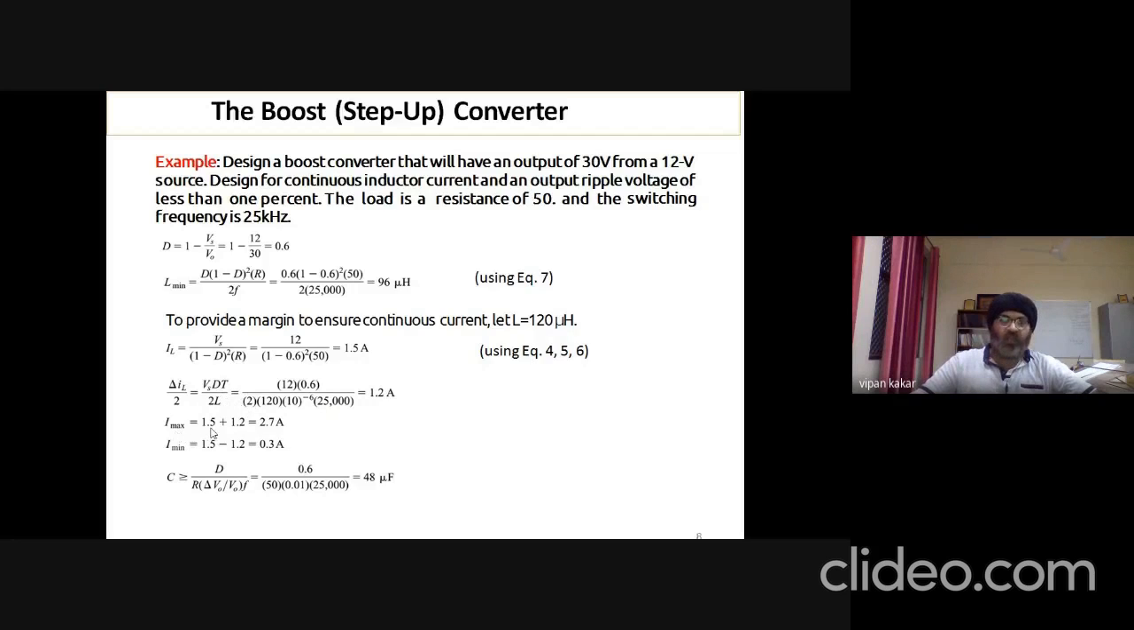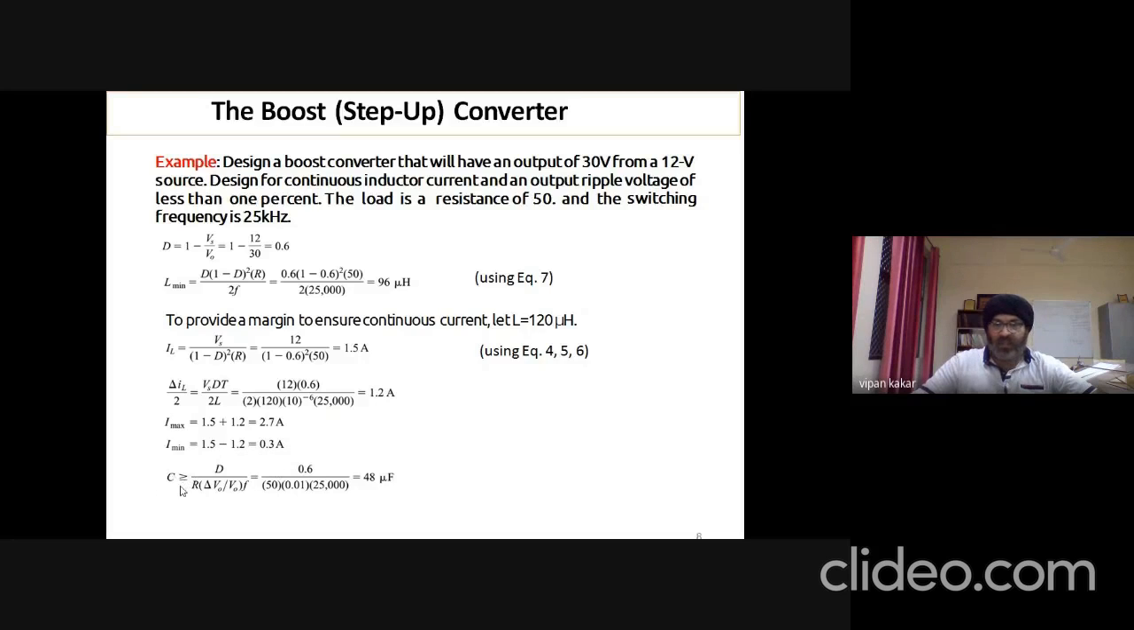So what is the maximum value of current? IL plus delta IL, as we saw in previous slides, which is 2.7 amperes. The minimum value of current is the difference between IL and delta IL, which is 0.3 amperes.